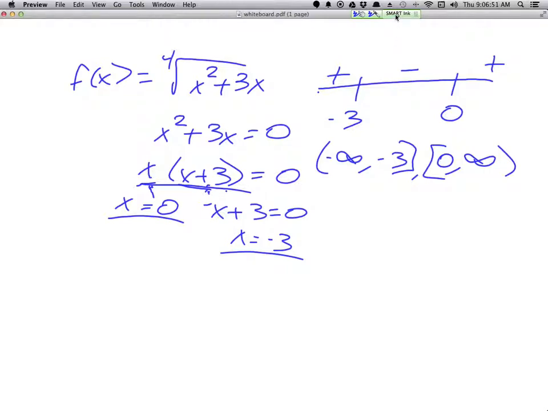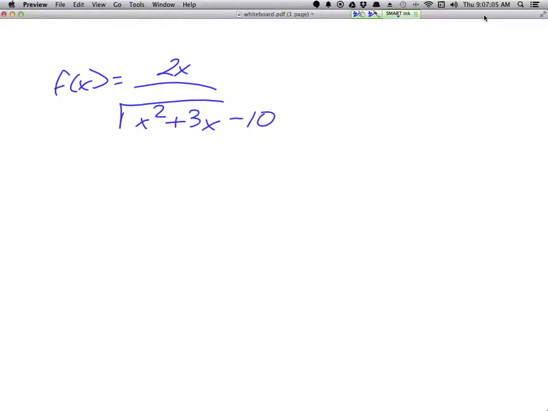All right, one more. Alright, I have f of x equals 2x over the square root of x squared plus 3x minus 10. I'm interested in finding the domain. And what is it again I mean by finding the domain? What is it we're trying to find? What I'm allowed to plug in for x. That's what we're finding when we're finding domain.